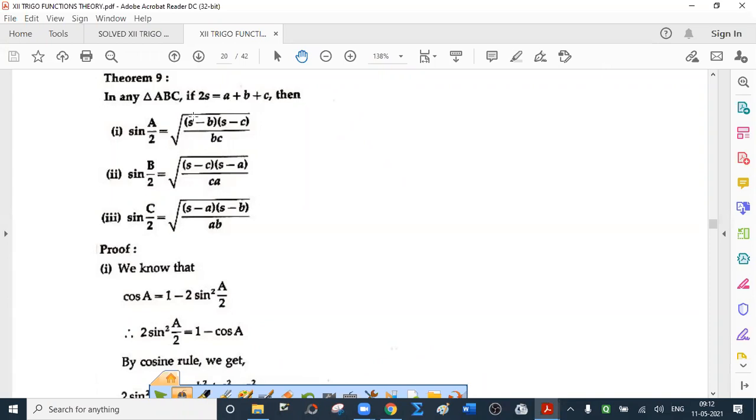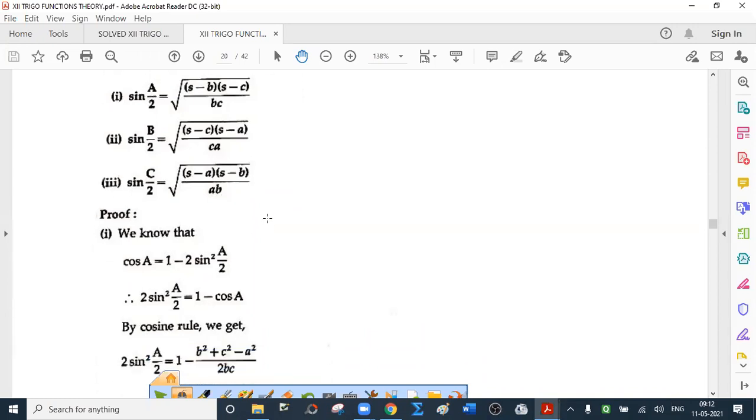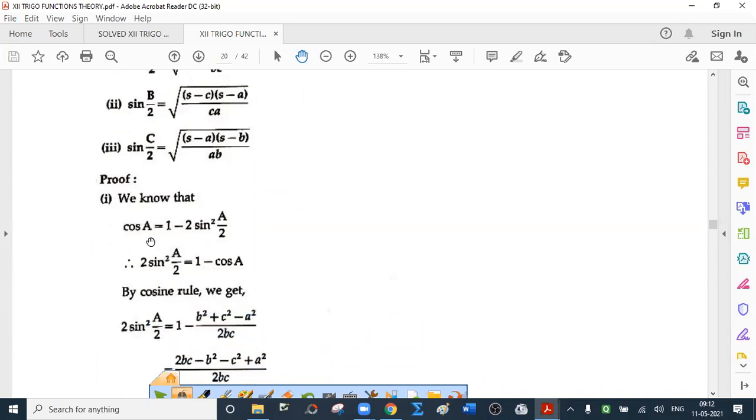Or you may also remember this as sine of A by 2. So under the radical sign, B and C will be there. A won't be there. Now the proof is very simple. We begin with cos A. What is the formula for cos 2 theta? 1 minus 2 sine square theta. So cos A is 1 minus 2 sine square A by 2.